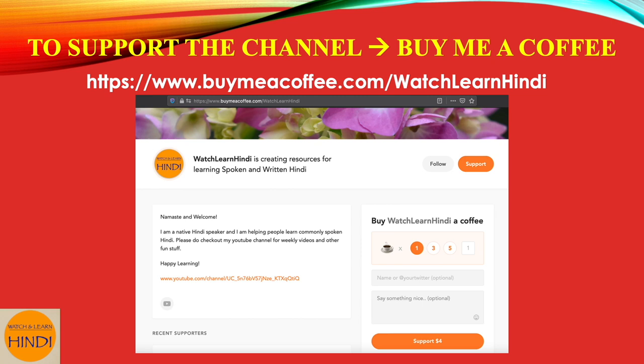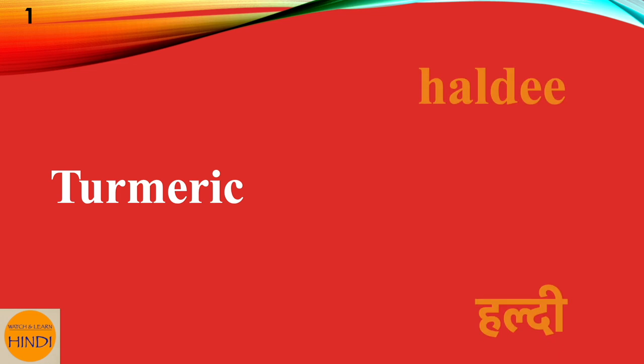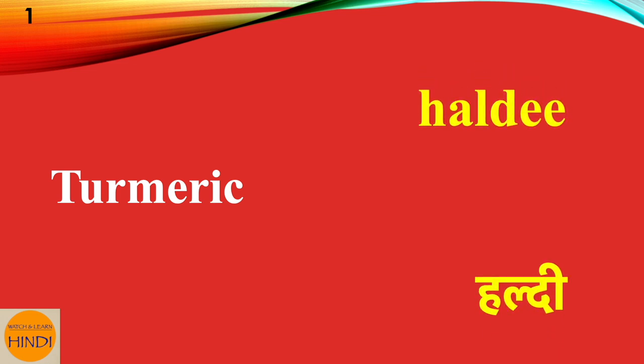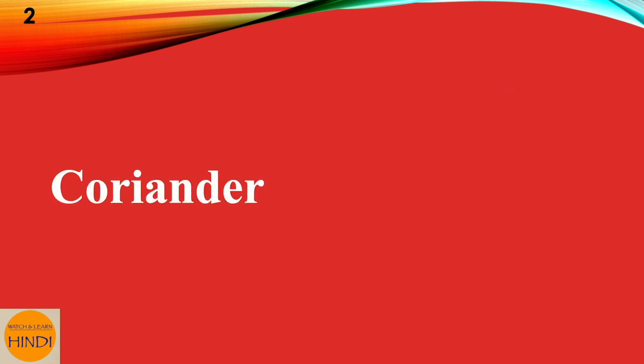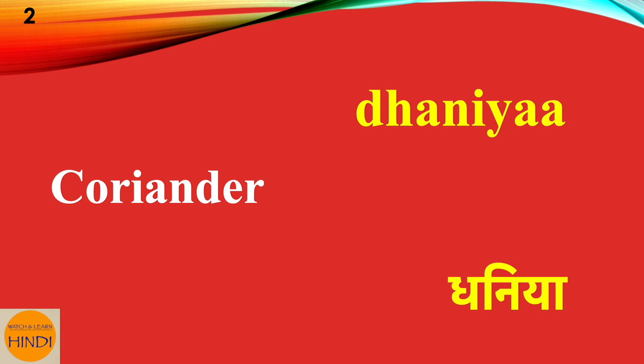Let's start. The first one is turmeric. Haldi. Next is coriander. Dhania.